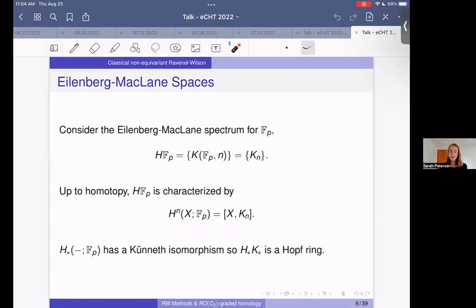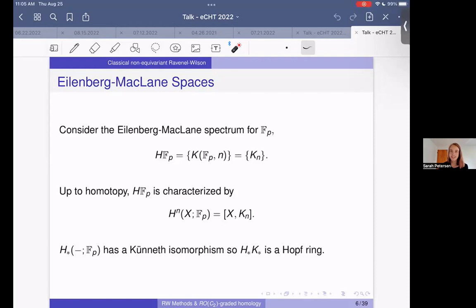And this gives rise to a star product. Moreover, HFP is also a ring spectrum, so we have a circle product. And ordinary homology with FP coefficients has a Künneth isomorphism, so we have all of the structure needed to know that the homology of these classical Eilenberg-MacLane spaces is a Hopf ring. So that's great, but if we really want to understand this, we want to know what Hopf ring this is.